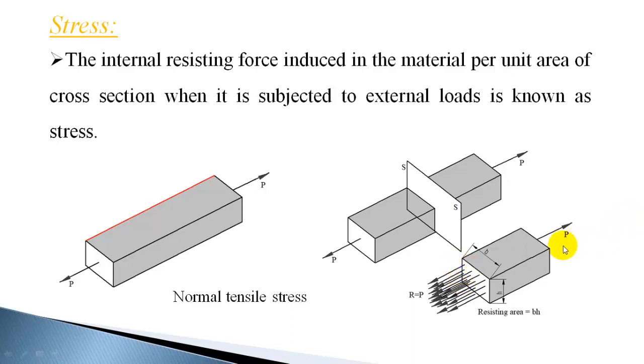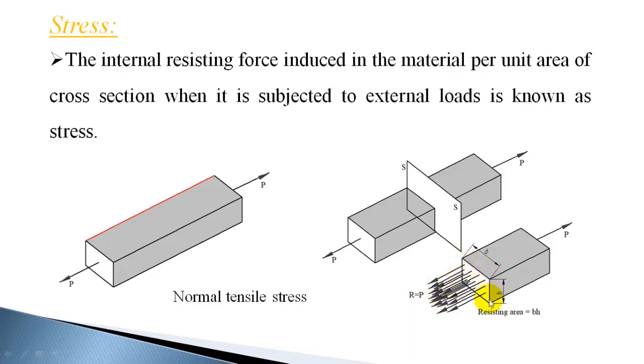Suppose the load is 1000 Newton and the area is 100 mm square. 1000 Newton is resisted by an area of cross section 100 mm square. Okay, what is the load resisted by 1 mm square? When external load is 1000 Newton, even internal resistance has to be 1000 Newton. So internal resistance is 1000 Newton.